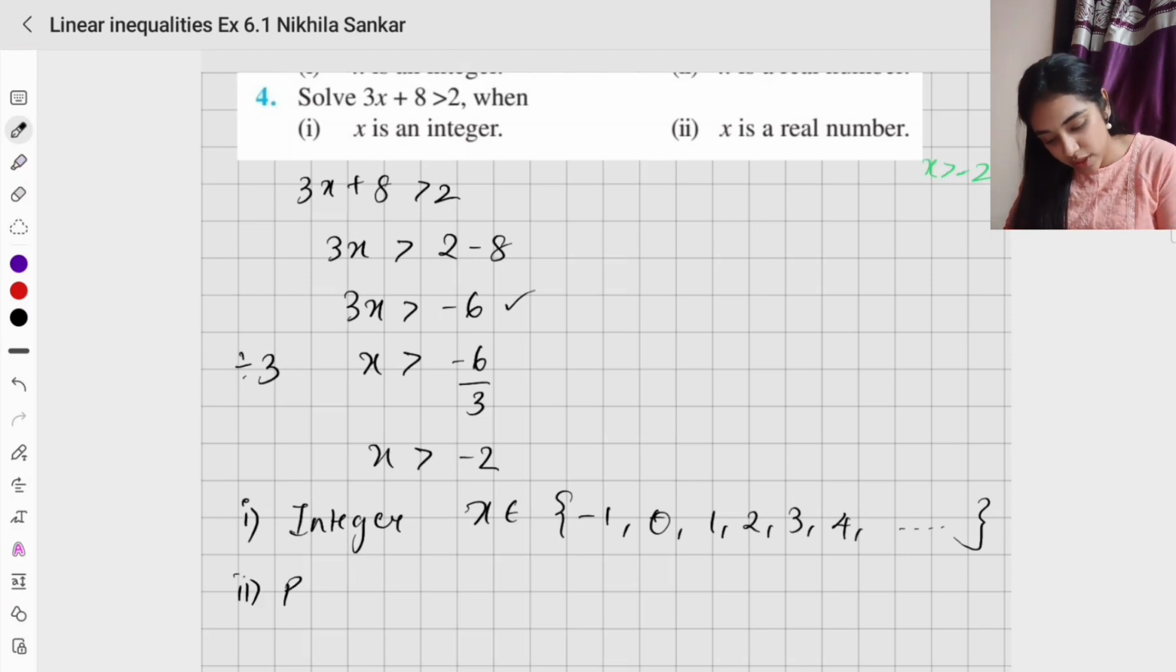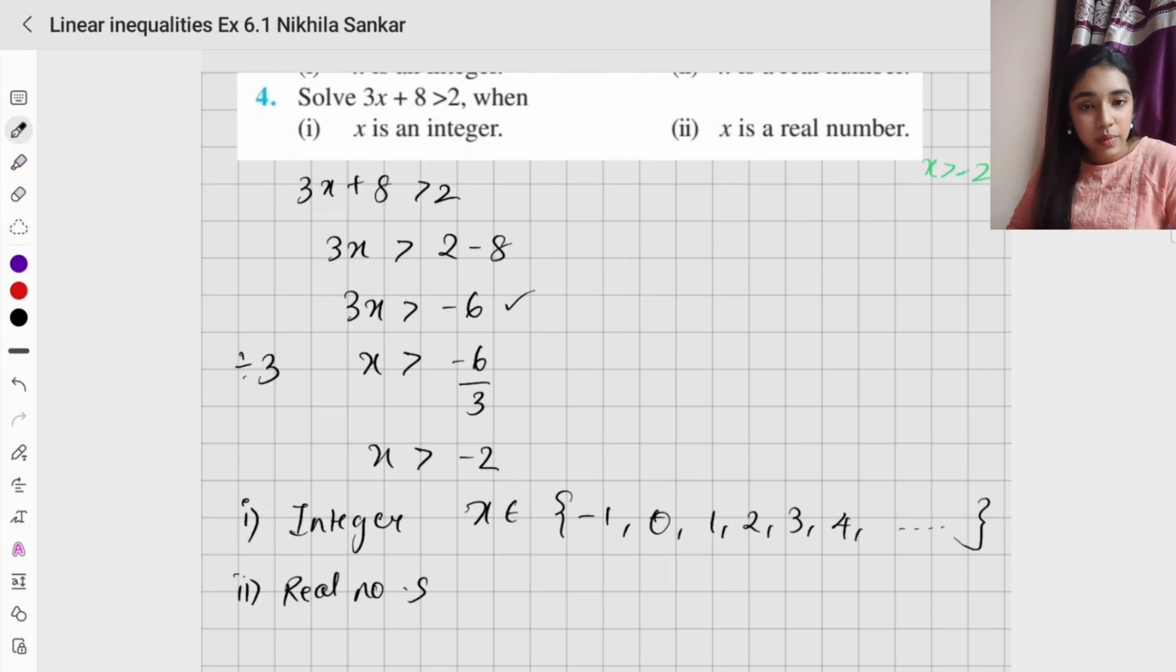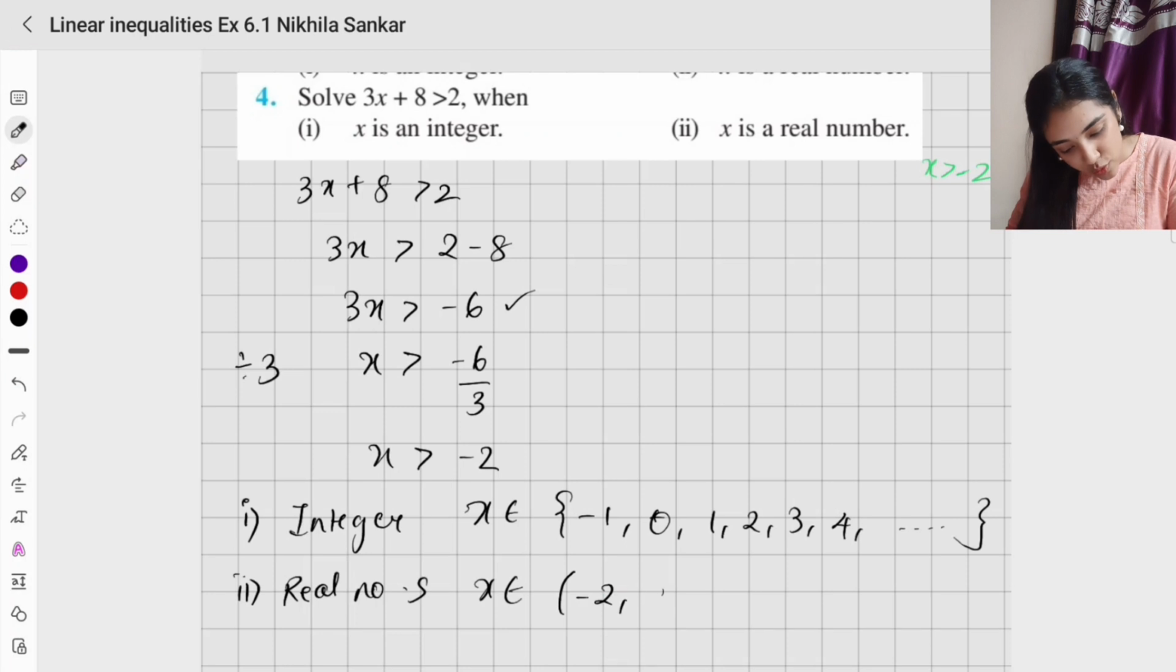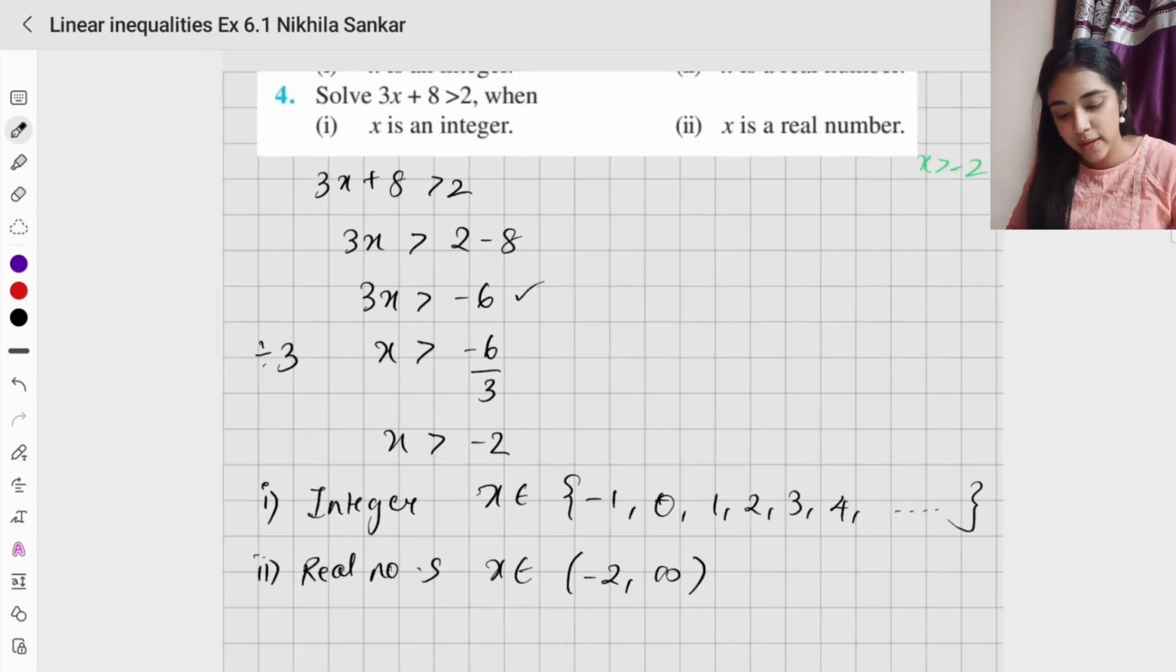Okay, when we are talking about real numbers, it will include all the decimal numbers, rational numbers, irrational numbers, integers, natural numbers, whole numbers, everything is included. Okay, so x belongs to numbers starting from minus 2. From minus 2 to infinity. Minus 2 is not included, so I am putting a circular bracket. Okay, please copy.